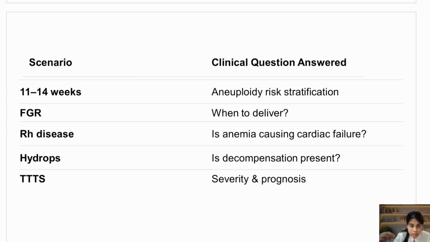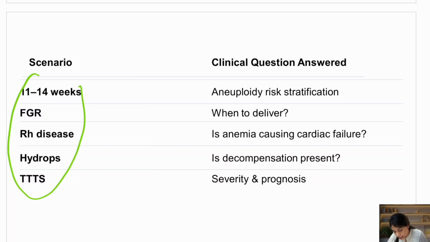This cardiac impairment can be in any case, like fetal growth restriction, Rh negative pregnancies because of the anemia, in cases of hydrops, in cases of twin transfusion syndrome. In all these case scenarios, ductus venosus Doppler comes into play. In the early scan, aneuploidy risk stratification is done along with the NT, NB and tricuspid regurgitation. FGR, IUGR: the clinical question answered is when to deliver.